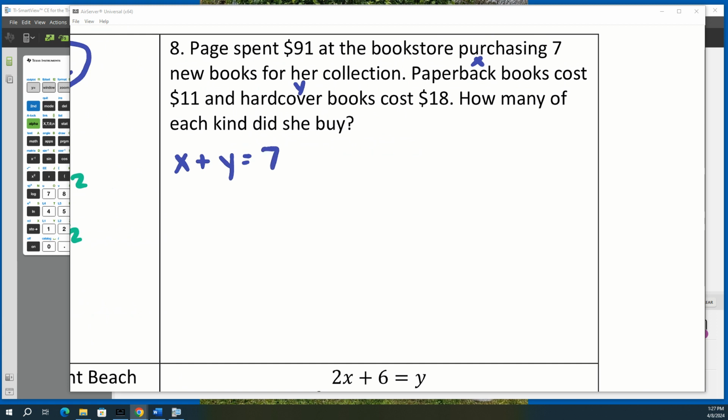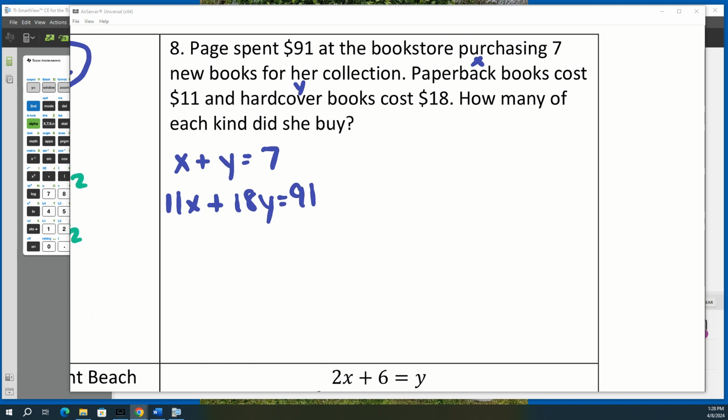Wouldn't you do X times Y to get the amount? No. It would be how? What would it be, Ryder? It would be 11X plus 8Y. So how much each book type costs times that number of books, so X, and then Y, and that should equal the money spent.